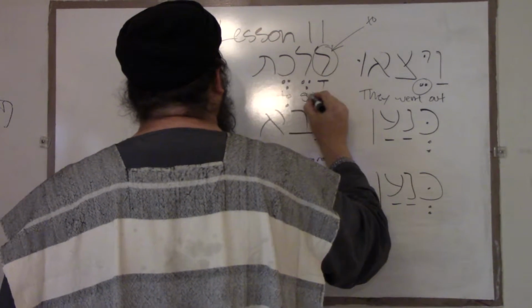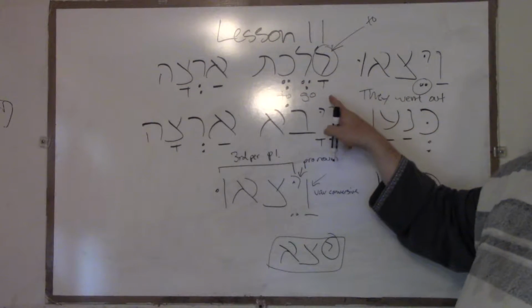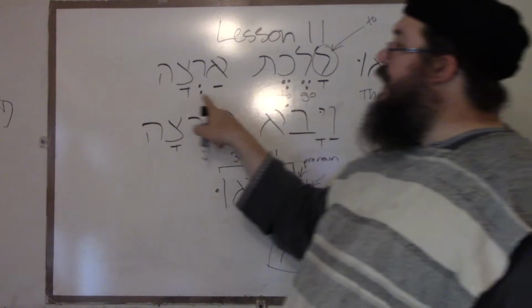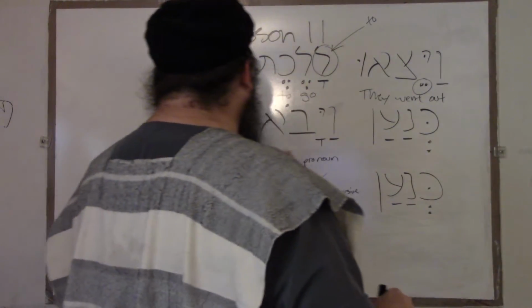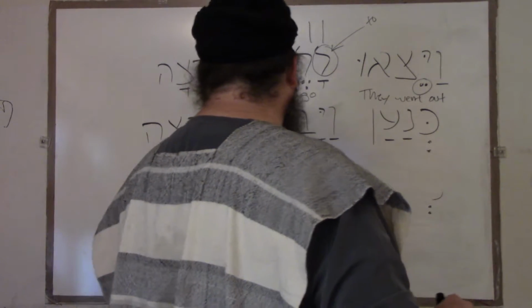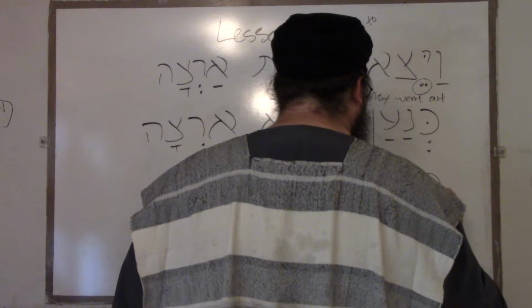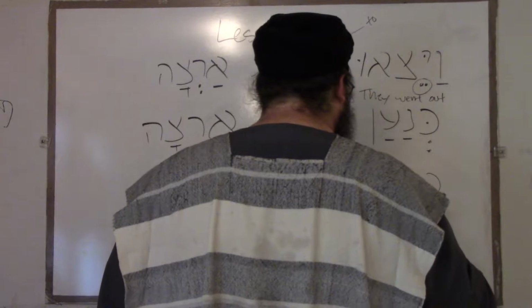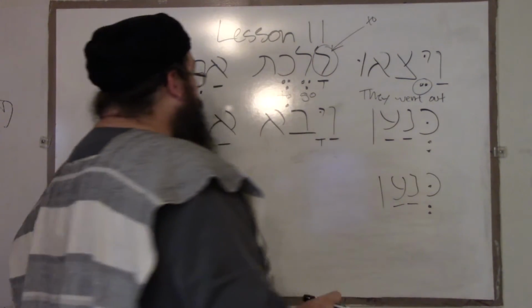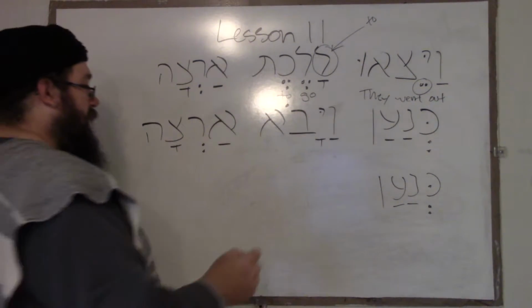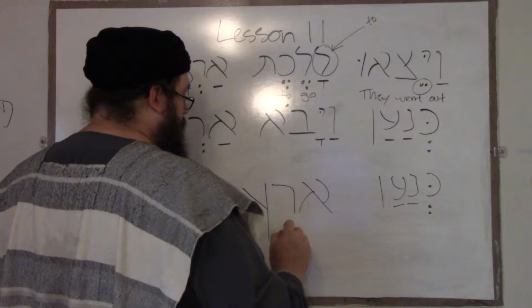To go. Alright? Vayitzu, and they went. Lalechet, to go. Artza. What is artza? Artza is the word eretz. Aleph, resh, tzadik. Eretz.